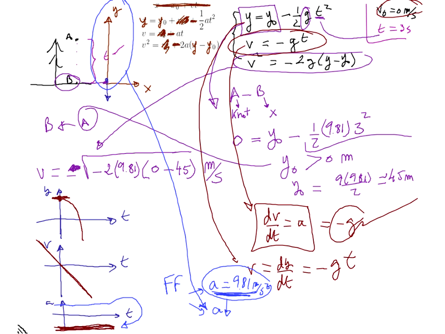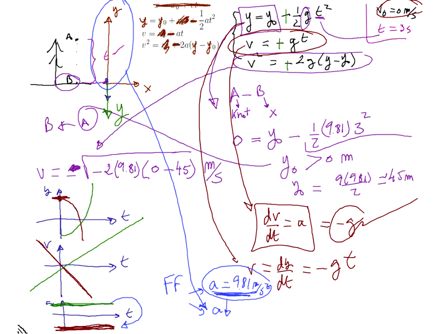So you always have two ways to look at it. Excellent. So of course, as you can deduce and guess, if we had chosen y to be positive down, then all those signs for g will be positive. And therefore v will be like this, y will be like that. And acceleration will be positive.